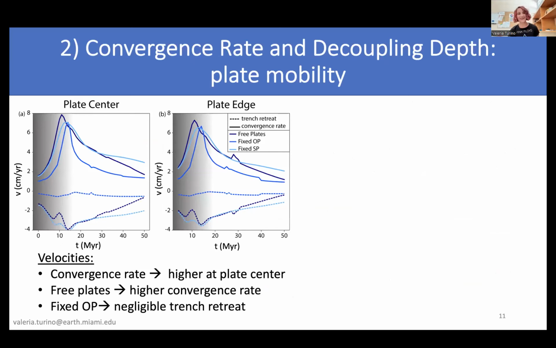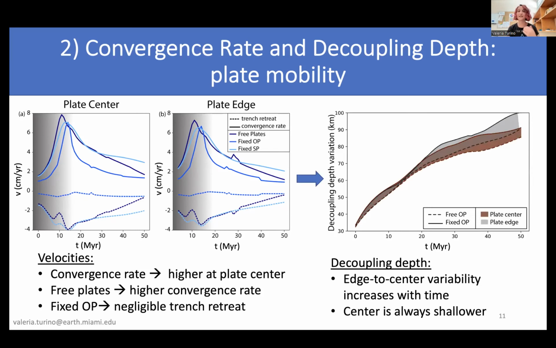So if we look a bit more in detail at convergence rate and trench retreat, here I'm showing convergence rate as a solid line and trench retreat as a dashed line for our models at the plate center and at the plate edge. The three main takeaways from these plots are that the convergence rate is always higher at the plate center than at the plate edge, and this is crucial to keep in mind for when we talk about temperatures. The free plate case has higher convergence rate than all of the other ones, and, as we said, the fixed overriding plate basically does not have any trench retreat, which causes the slab evolution that we saw before. But I also said that convergence rate is reflected in the coupling depth.